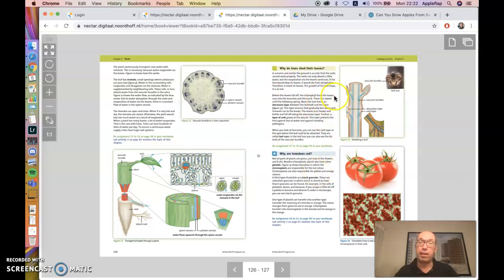In this part, it's told why trees shed their leaves. And in this part, we talk a bit about plastids.